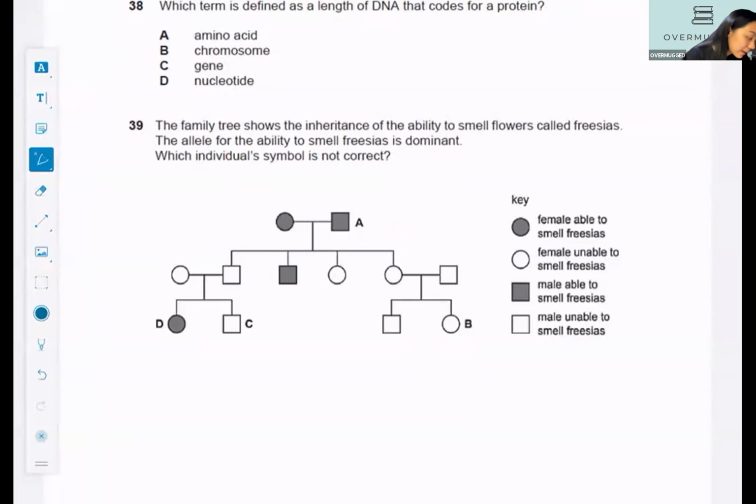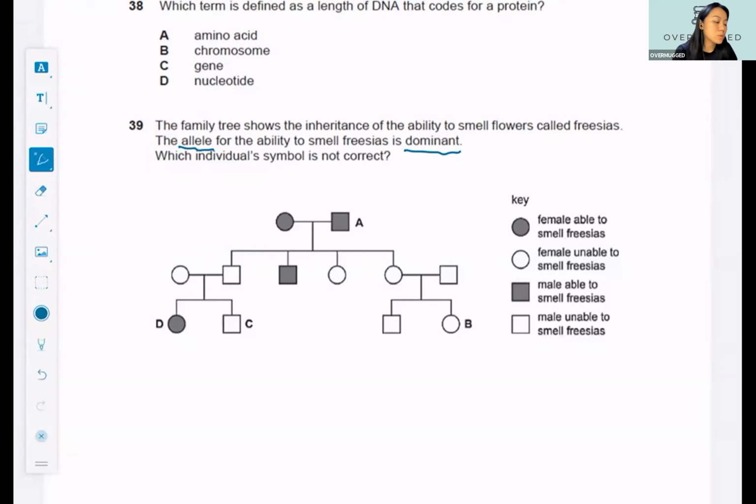So in question 39, it said that the characteristic here is this ability to smell flowers. And it said that the allele is dominant. Okay, important. Whether or not it's dominant and recessive, it would affect our answer. And it asked which individual symbol is not correct, which means that in this question, the shaded one is able to smell, right? And then the white color one is not able to smell. But one of these is definitely wrong. So how do we know out of ABCD which one would be wrong?